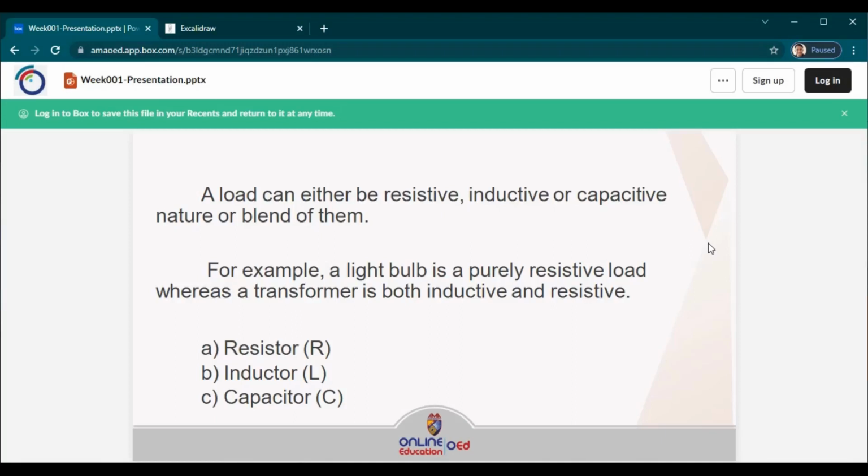For example, a light bulb is a purely resistive load, whereas a transformer is both inductive and resistive. So these are the symbols of our common loads. We have resistor R, inductor L, and capacitor C.